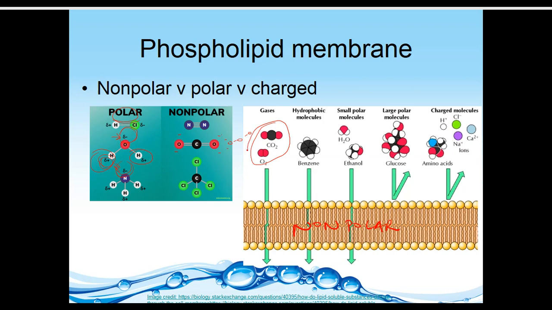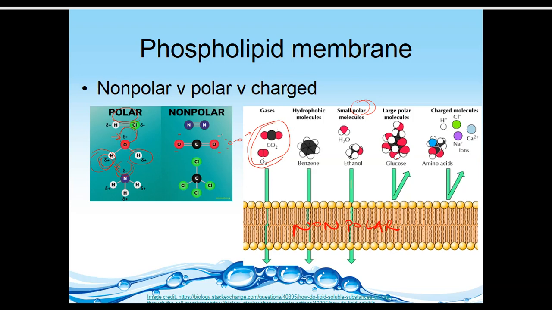Oxygen gas and carbon dioxide gas can diffuse right through. They're nonpolar. They're not going to be repelled by this middle. Small things that are polar can get through. So water, ethanol, which is alcohol, they can diffuse through the membrane, but a little more slowly than can the oxygen and the carbon dioxide.